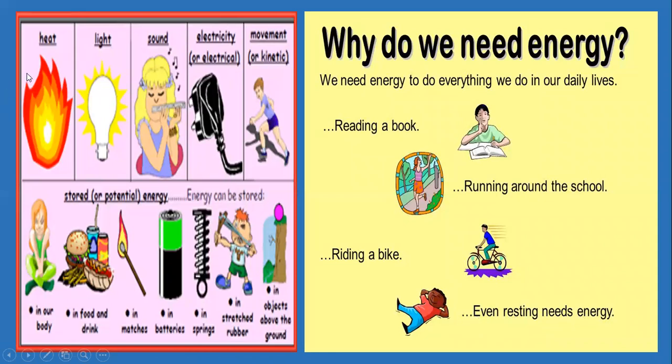As you can see, these are the different types of energy that we use. We use heat, light, sound, electricity, movement, and stored energy. In our body there is energy. That's why we do work. Food and drink have stored energy. So do matches, batteries, springs, and stretched rubber. There are two types of energy, which I will tell you about later: kinetic, or moving energy, and potential.